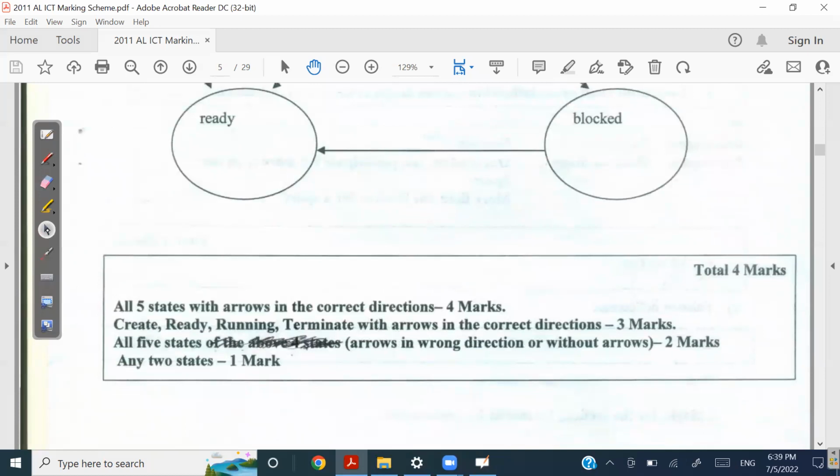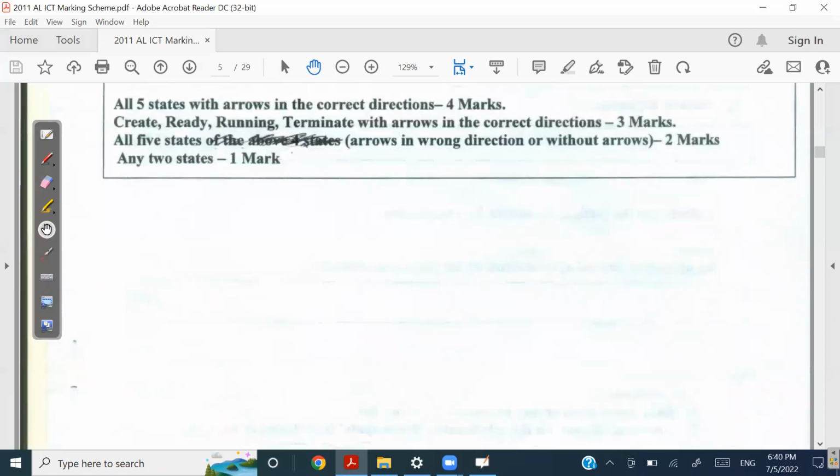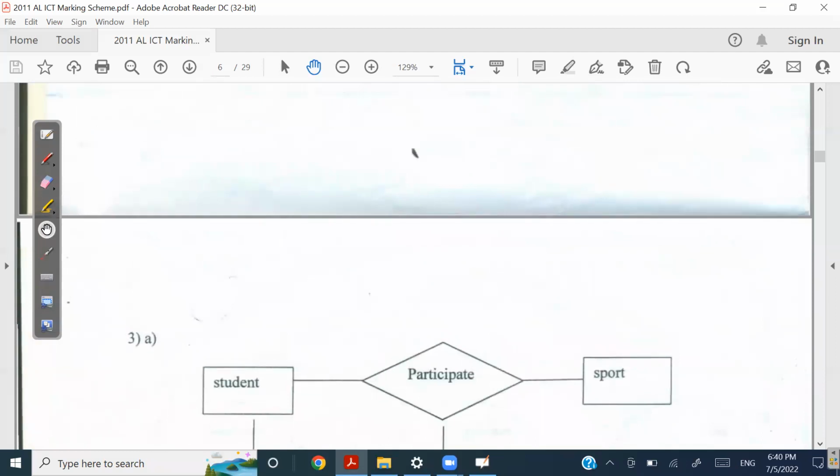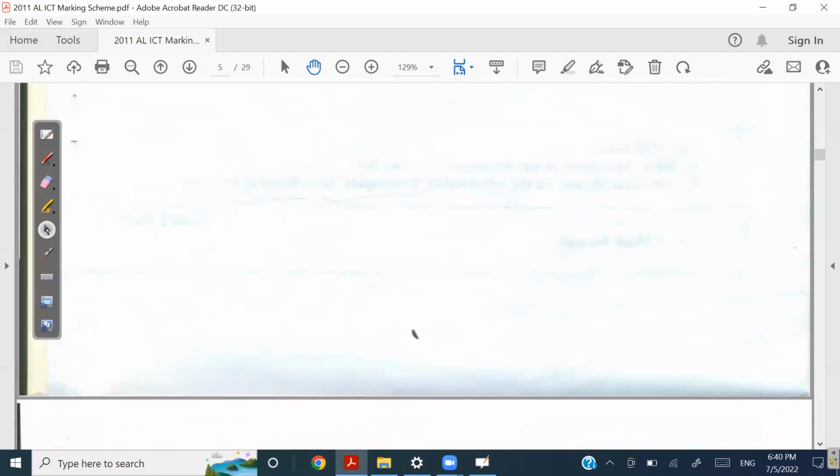Look at the marking scheme. It says all 5 states with arrows in the correct direction, 4 marks. Create, ready, running, terminate with arrows in the correct direction, 3 marks. All 5 states with arrows in the wrong direction or without arrows, 2 marks. Any 2 states, 1 mark. But nowadays, remember, the marking scheme is not this smooth, it is tough. So 4 marks for that. That is the end of the second question. See how much you got out of 10.